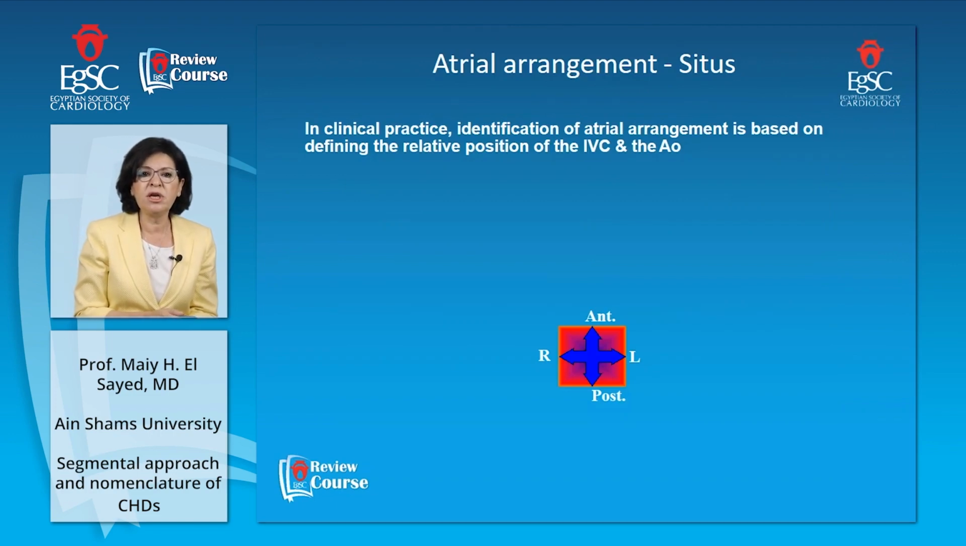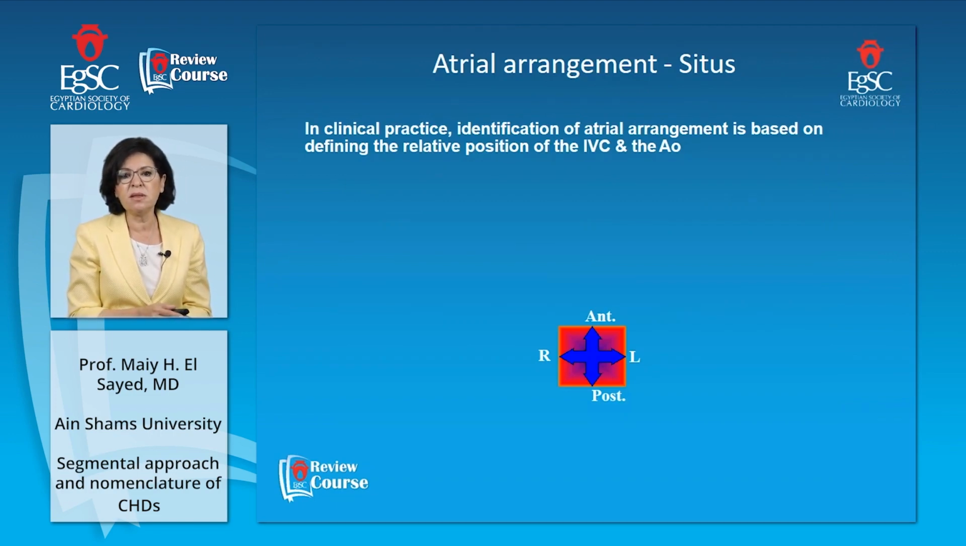So how do we do identification by echo? In clinical practice, this is done by identifying the position of the inferior vena cava and the aorta relative to the spine.